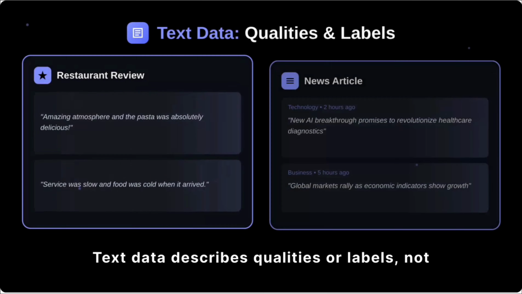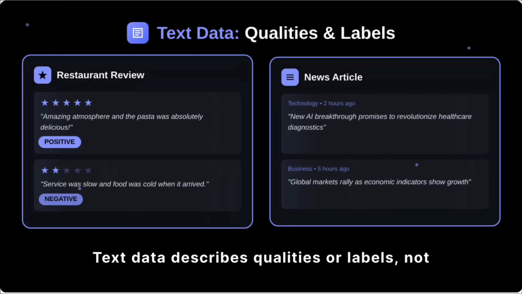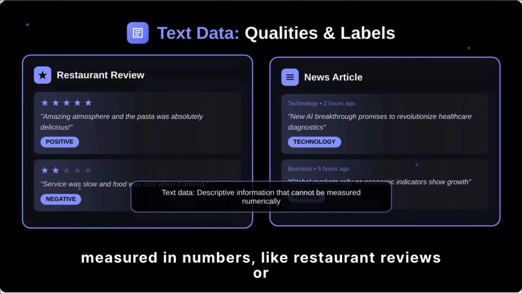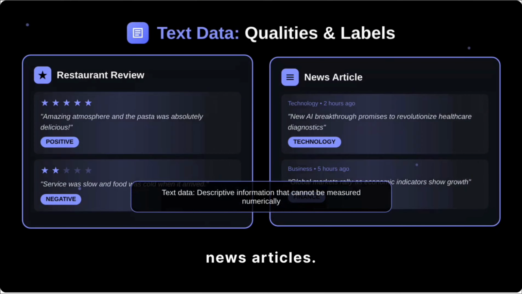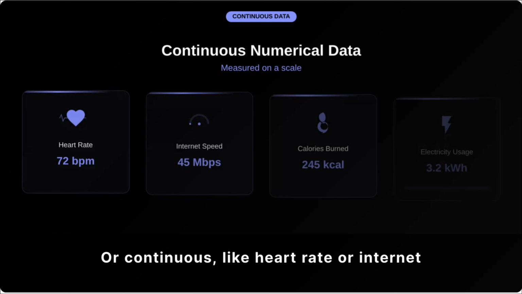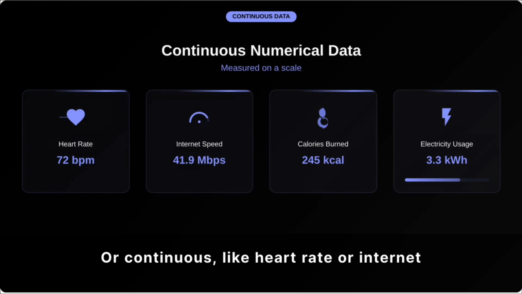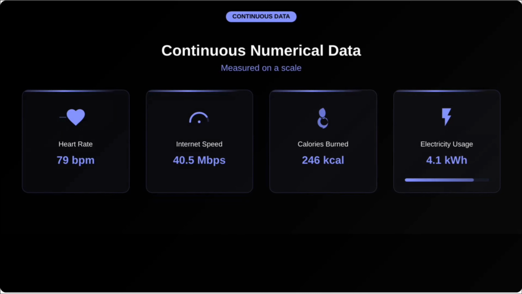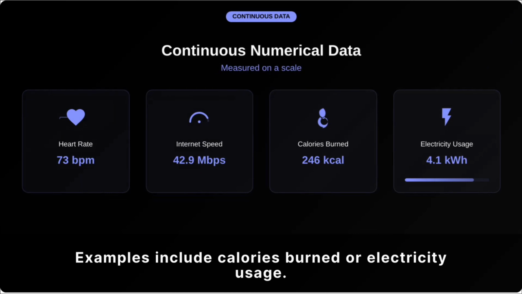Text data. This type describes qualities, categories, or labels, not measured in numbers. Examples, restaurant reviews, product names, medical notes, or news articles. Numerical data, quantitative. This is measurable data. It can be discrete, countable things like the number of train delays in a day. Continuous, things you measure on a scale like heart rate or internet speed. Examples, calories burned, monthly rent, app download counts, or electricity usage.